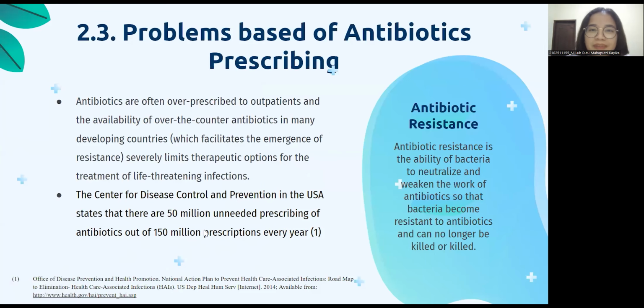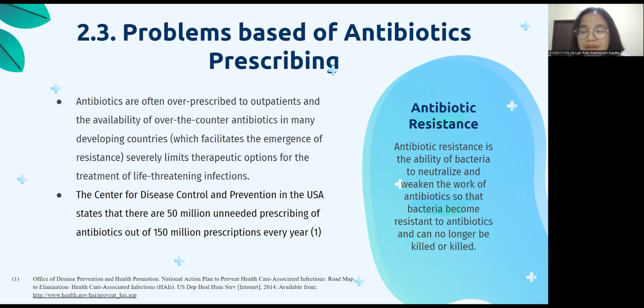Problem base of antibiotics prescribing. Antibiotics are often overprescribed to outpatients, and the availability of over-the-counter antibiotics in many developing countries severely limits therapeutic options for the treatment of life-threatening infection. The data shows that the Center for Disease Control and Prevention in the USA states that there are 50 million unneeded prescriptions of antibiotics out of 150 million prescriptions every year.